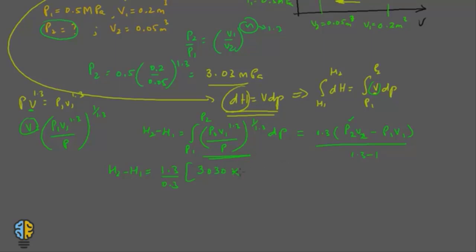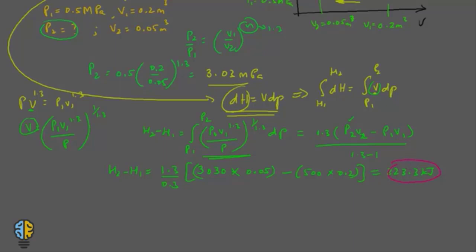into V2. V2 is how much? 0.05. Minus P1. P1 is 0.5 MPa, so it becomes 500 kPa. So this becomes 500, and into V1, which is 0.2. So when you solve this, the delta H comes out to be 223.3 kilojoules. So this is the change in enthalpy during the process, which is 223.3 kilojoules.